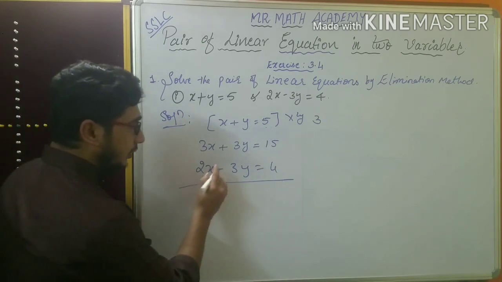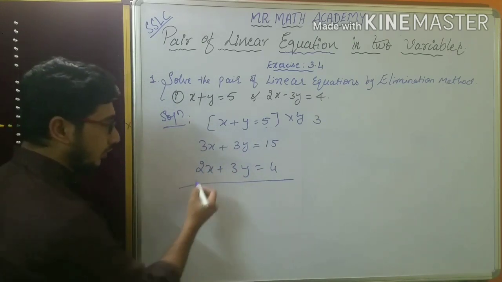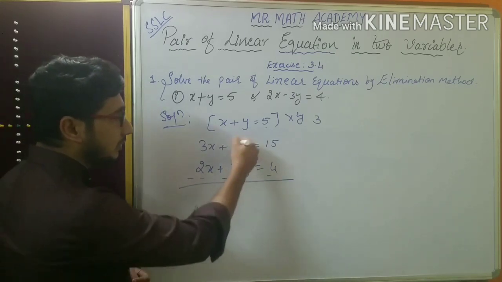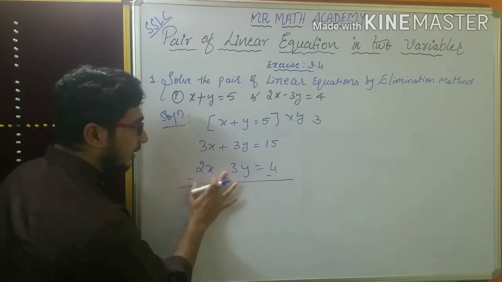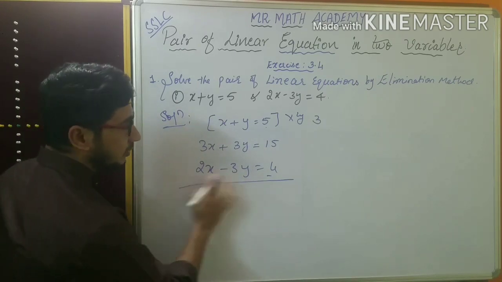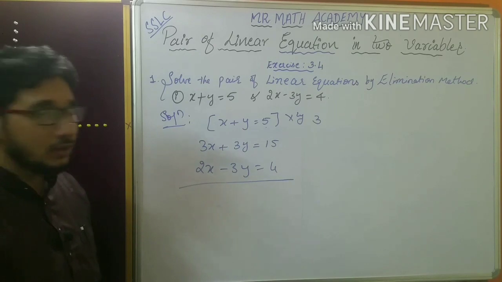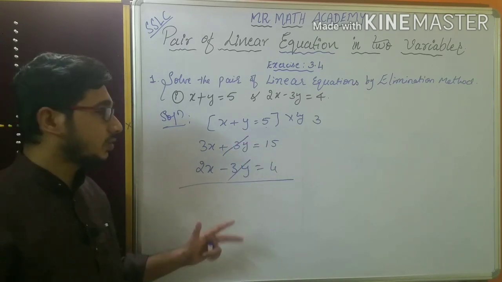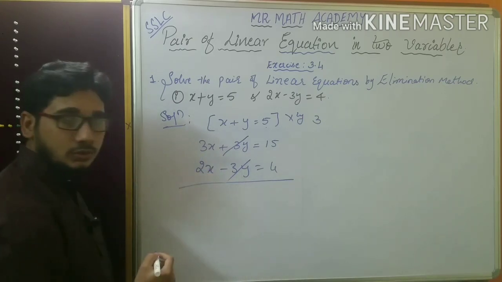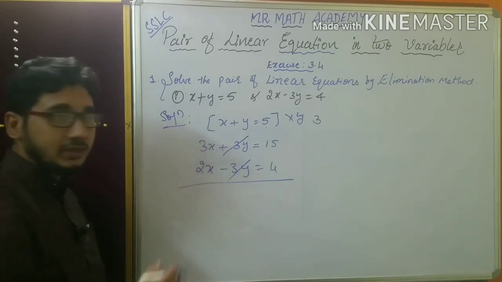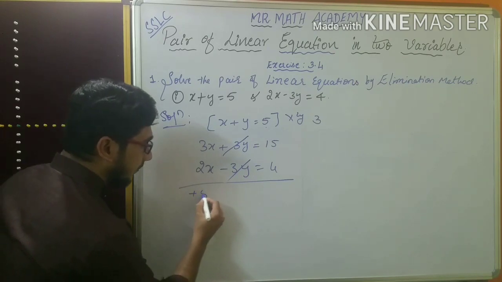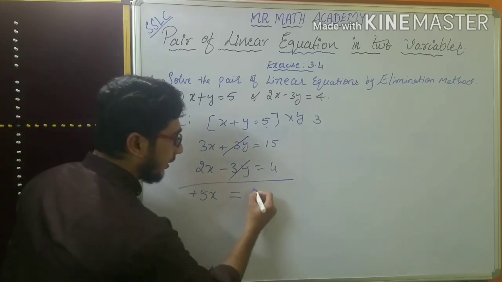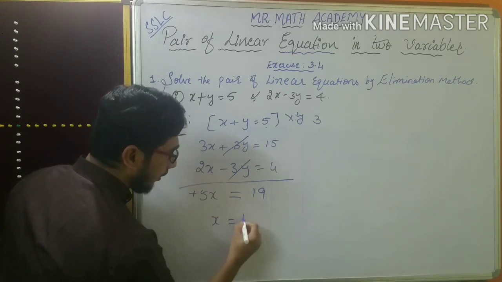Suppose if it is plus here, what I have to do? I have to change the sign entirely. Then I can cancel this and this, but already it is minus here, so no need to change any sign. Simply cancel plus 3y minus 3y, it will get cancelled. So plus 2x plus 3x, it will become plus 5x. 15 plus 4 is equal to 19. So 5x is equal to 19.